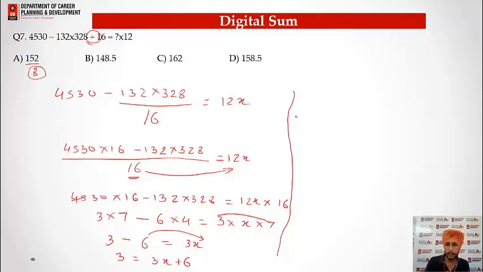Let's put 8 on the right side. So 8 into 3 is 24 plus 6. So 24 plus 6 is 30, or 3. What we need, that is also 3. So our option A will be our correct answer.